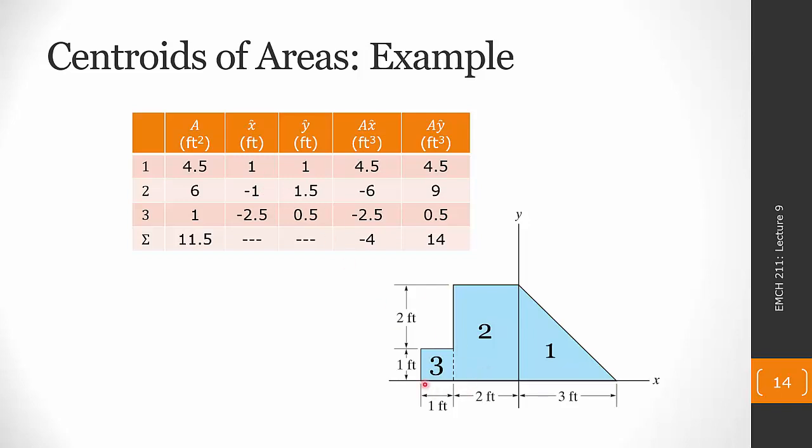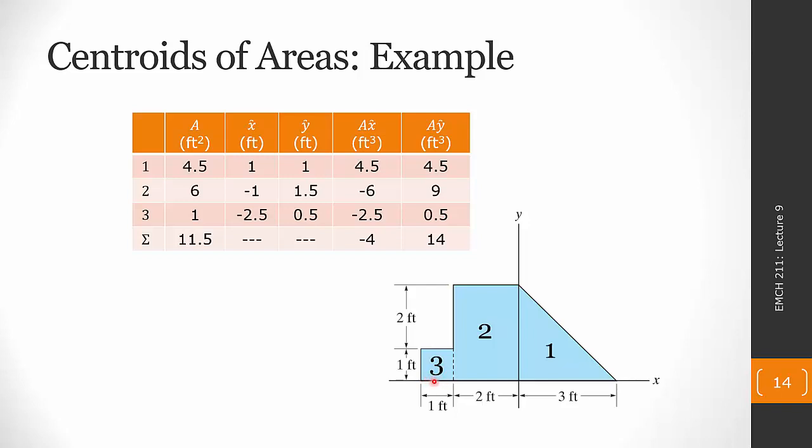And shape number 3, this square, well, its centroid, at least in the x direction, is located at half of its width from its edges. So if its width is 1 foot, or its base is 1 foot, then half a foot away from this edge is where the centroid is located.